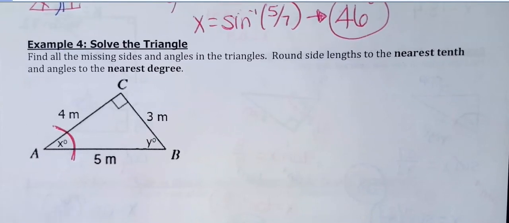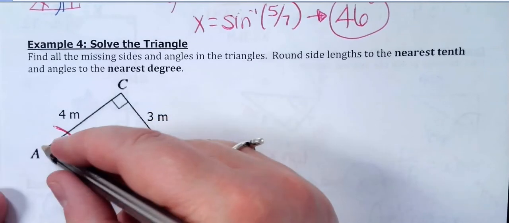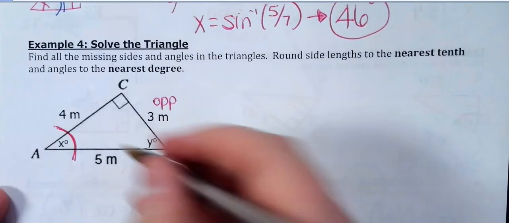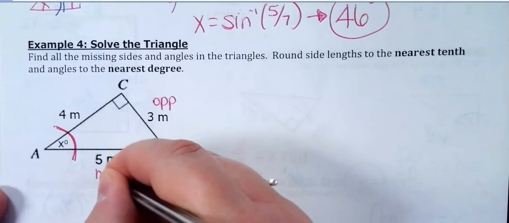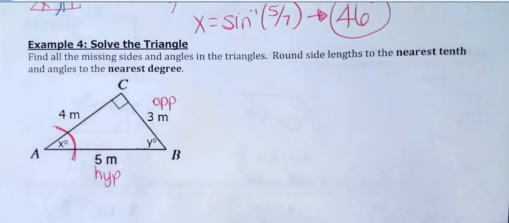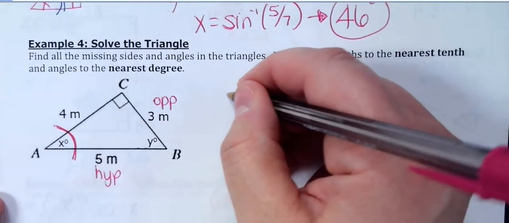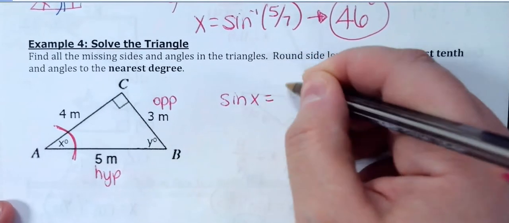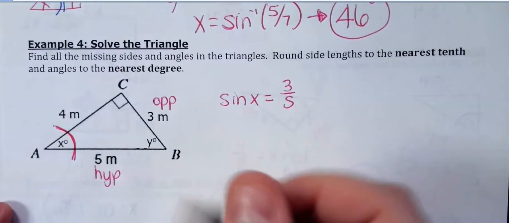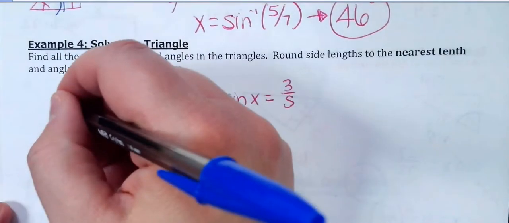I'm just kind of looking at the 3 here, and I'm going to say, okay, that's opposite. And the 5, I could do that as the hypotenuse, which it is. And so from there, if I wanted to set up opposite hypotenuse, I could do sine of X, 3/5. Okay, now, also in the problem, the 4 is adjacent.